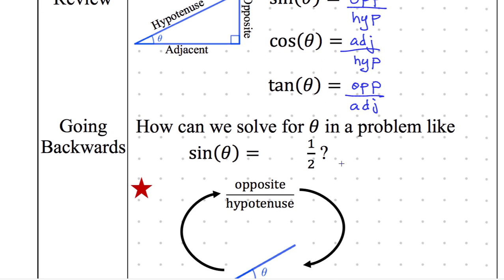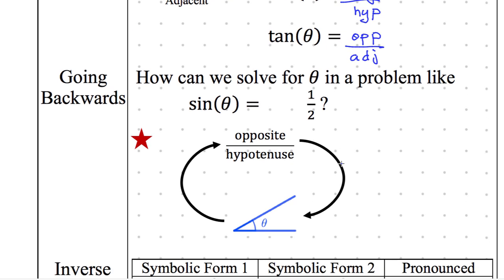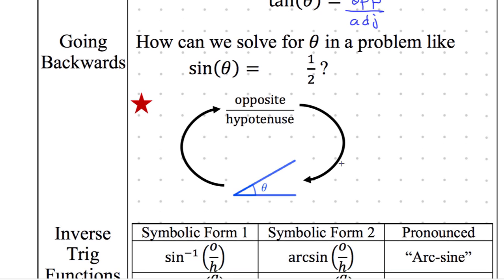There we go. All right, so let's talk about going backwards. In math, we want to go forwards and backwards. Sometimes it's impossible when we get to higher level math. So how can we solve for theta in this problem? Sine of theta is equal to 1 over 2. Sine of theta is equal to a half. How do I get theta by itself? How do I undo sine? How do I go backwards from sine? And you can do it. Does anyone know this already before I jump into it? No one knows? Cool. All right.